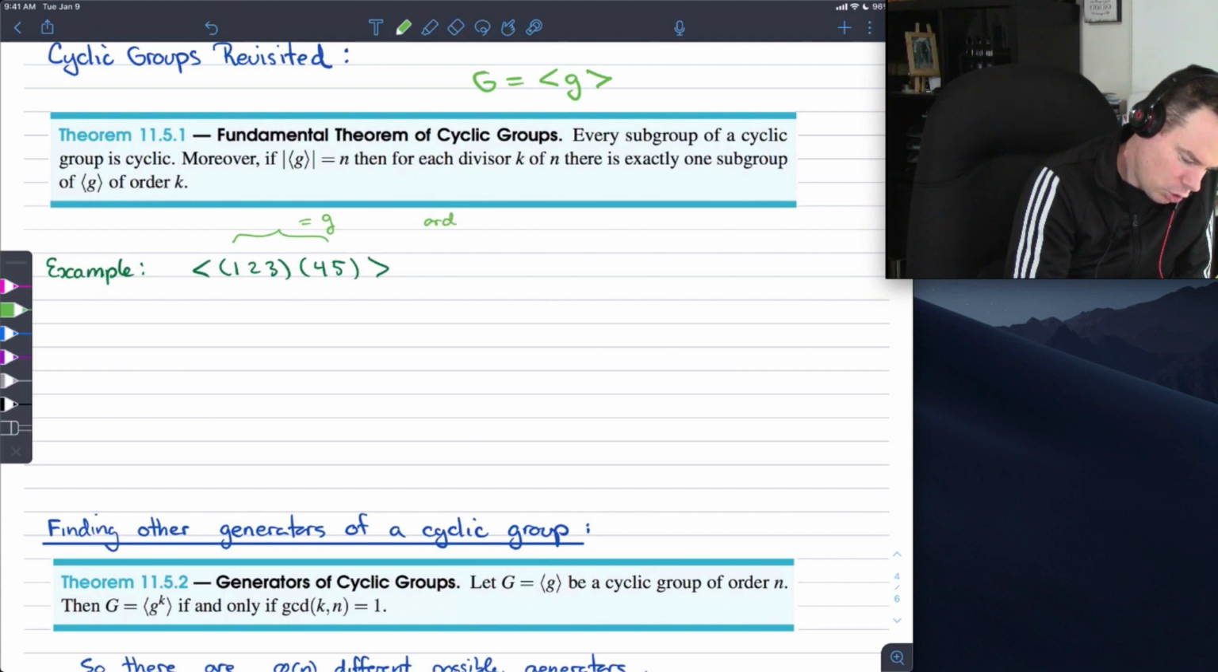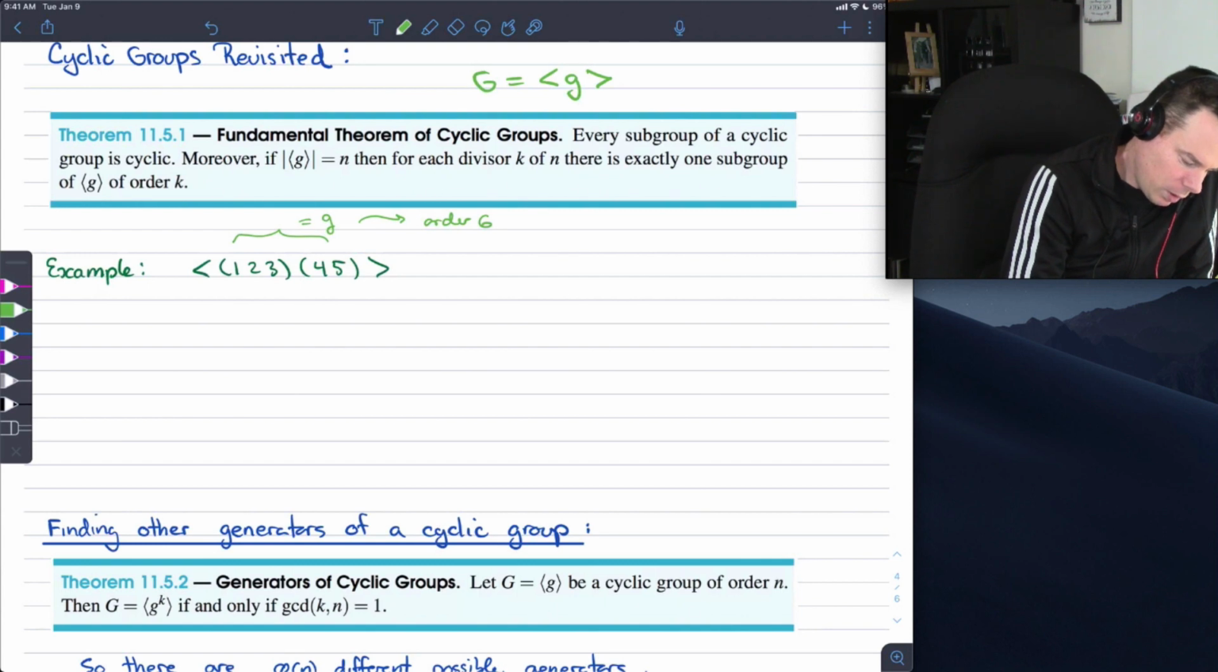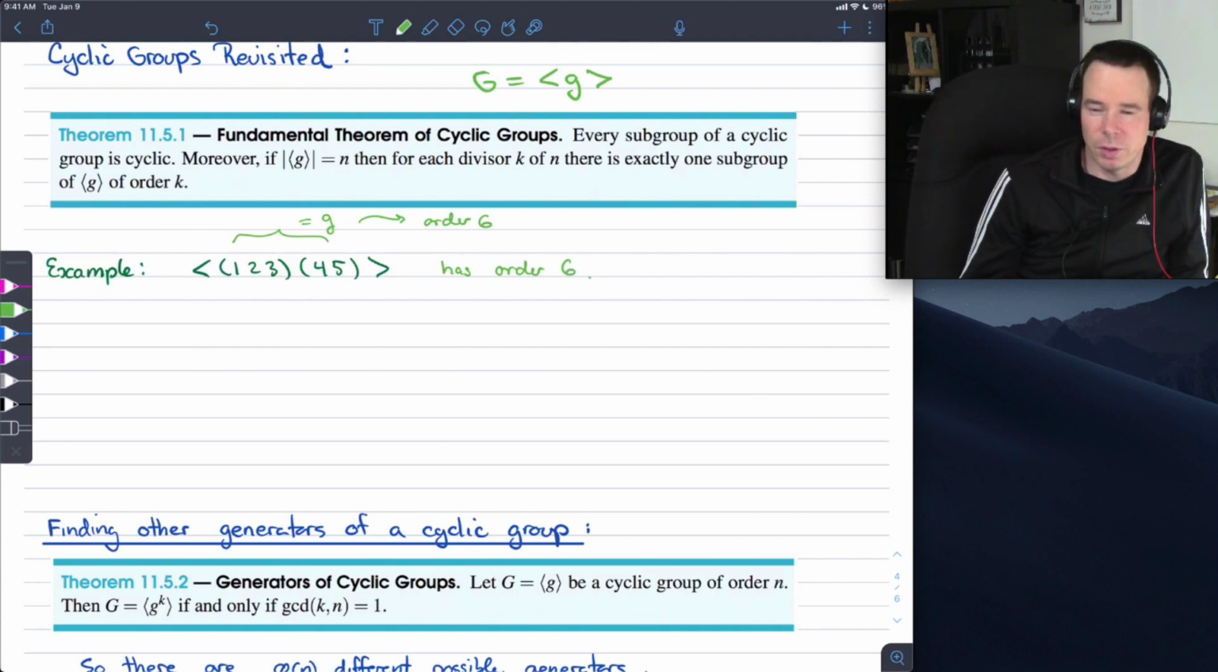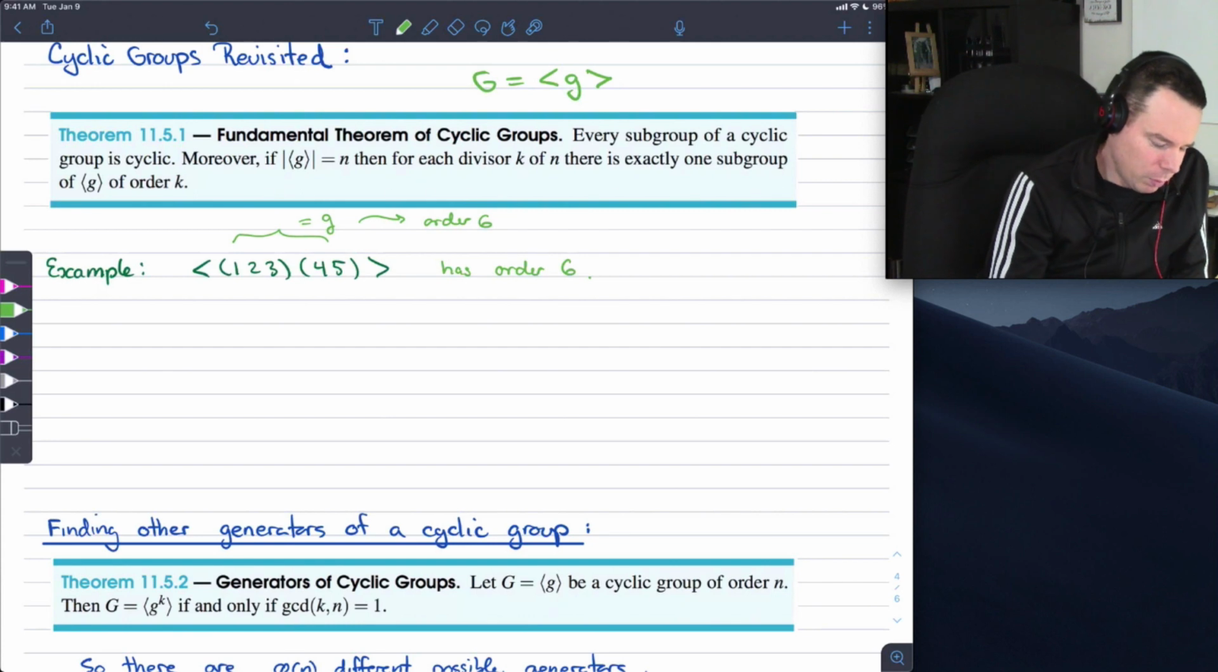Notice that G has order 6. As an element, as a permutation, its order is 6. It's the least common multiple of 3 and 2, the cycle lengths. That means that the group it generates has 6 elements. So the group it generates has order 6 as well. Those are 2 different uses of the word order. The first one is order as an element. The second one is order as a group, the size of the group. So this is a cyclic group of order 6.